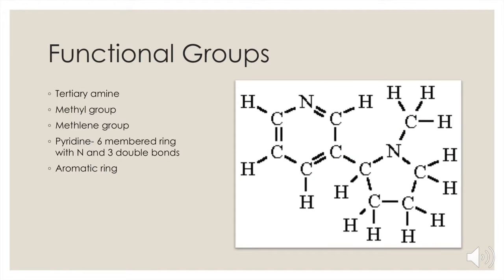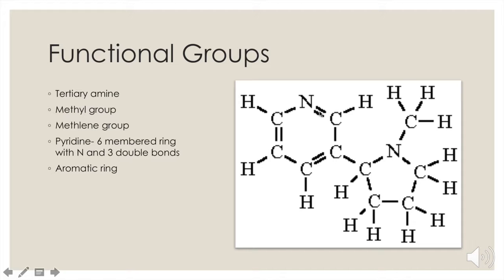So let's look at some of the functional groups, or clusters of atoms, that we see in nicotine. One of the nitrogens has a lone pair and is bonded to 3 other carbons, which is this one right here, and that one we call a tertiary amine. One of the carbons is bonded to 3 hydrogens, which would be this one right here, and that is a methyl group. Another one of the carbons has 2 hydrogens bonded to it, these ones, as well as these ones, and those are methylene carbons.